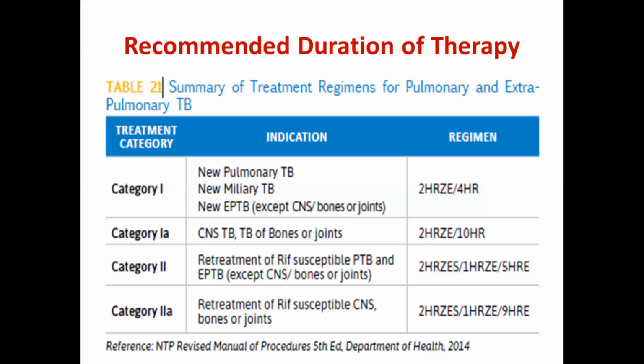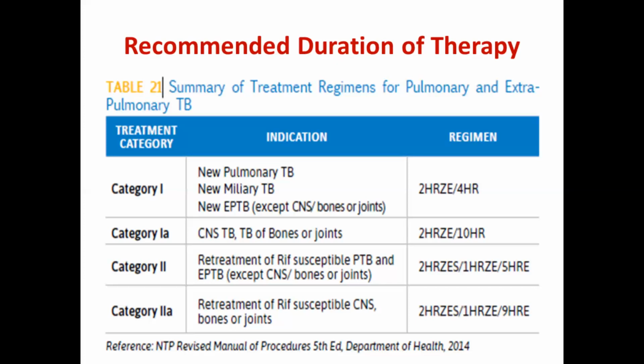Pag category 1A, yun yung mga CNS TB, TB of the bones and joints. Relatively, di ba, as I've said before, no, na treatment sa mga bones, dahil nga less ang mga blood vessels entering the bone, mas mahirap ang penetration ng drugs, relatively, mas matagal ang treatment. So, we give it 12 months siya. So, 2 months of HRCE and 10 months of HR.